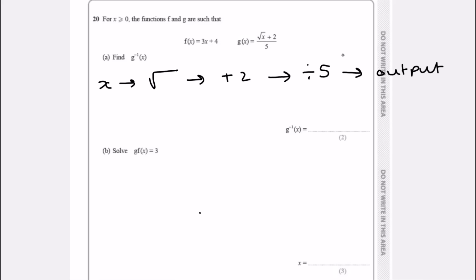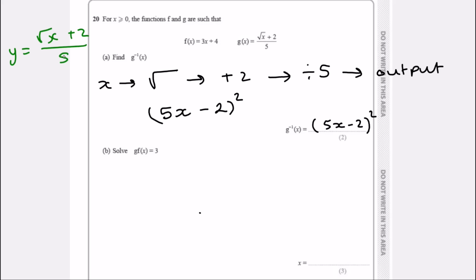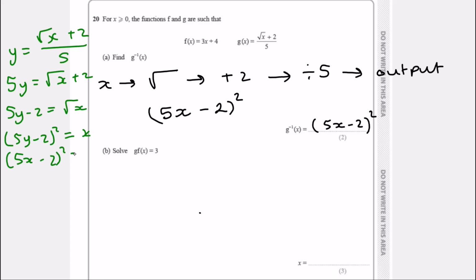If we do this backwards, we would times by 5, so do the opposite. Times by 5, so 5x. The opposite of plussing 2 is minus 2. The opposite of square rooting is squaring. So it's 5x minus 2, squared. If we use the formula, we would say y equals square root x plus 2 over 5. Again, we're undoing the formula, so times by 5, take away the 2, and square. So we've got 5x. When we switch x and y around in the inverse function, 5x minus 2 squared.